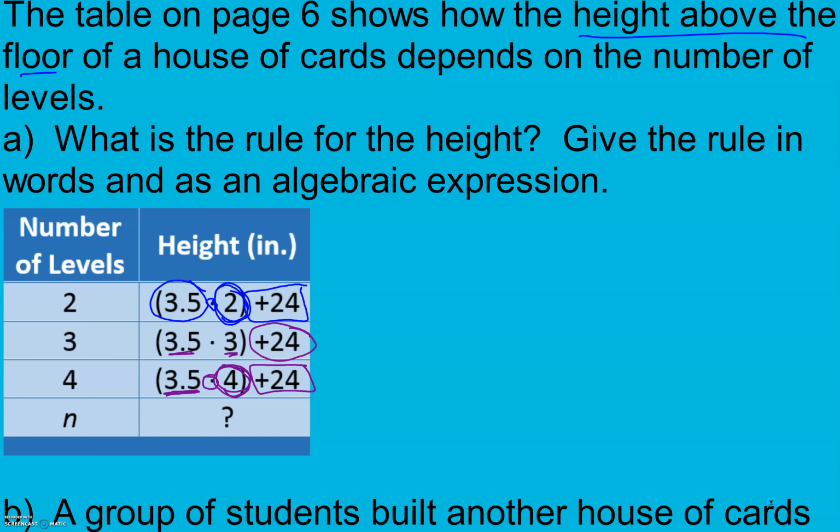So if, let's say, we had n number of levels, we don't know, a random number, we're going to use our variable n, and I'm going to plug that in for my row here, because if we can see this pattern, the 2, 3, 4 changes, but everything else didn't change. So the 3.5 is constant, multiplication is constant, and n is our number of levels. We're going to take that, and don't forget that we still have to add on that table. So that's our algebraic expression.